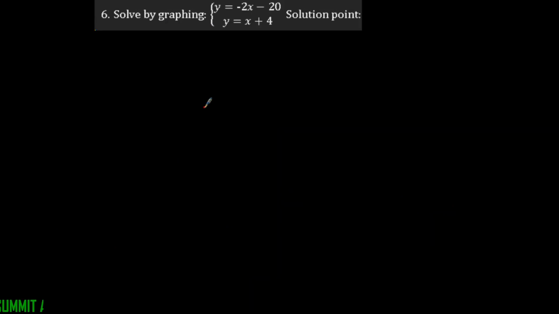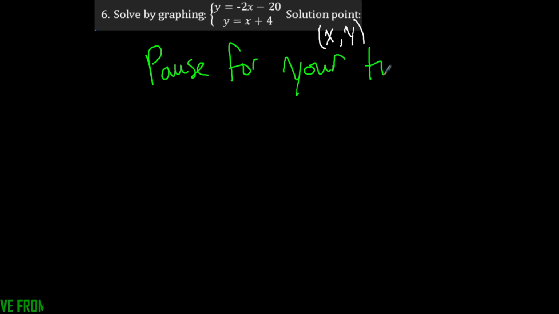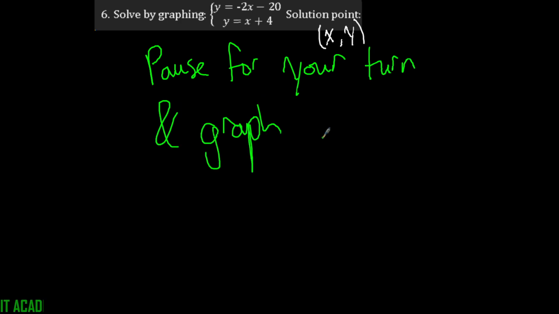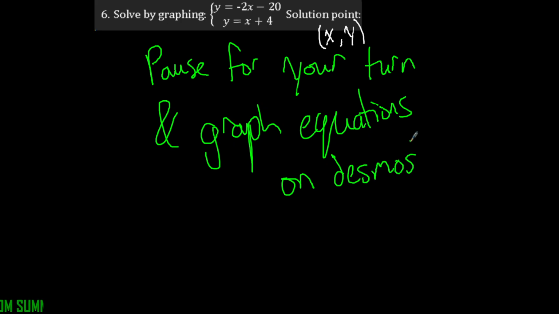All right, for number 6, it says solve by graphing and write that solution point. Again, that solution point is going to be an ordered pair, x and y. Again, this one I know you guys can do, so pause for your turn and graph the equations on Desmos. Wherever those two lines intersect is where they are equal.